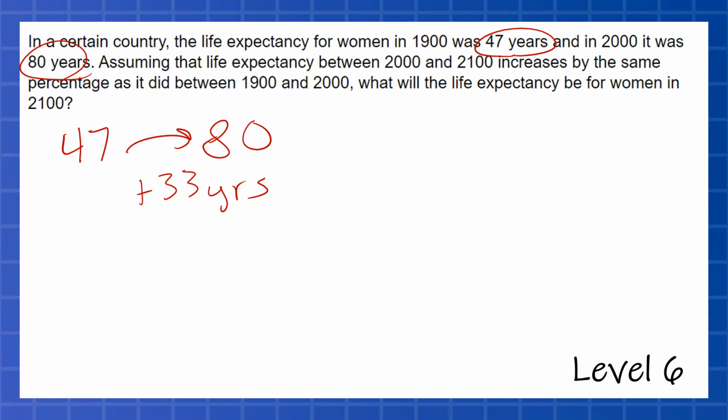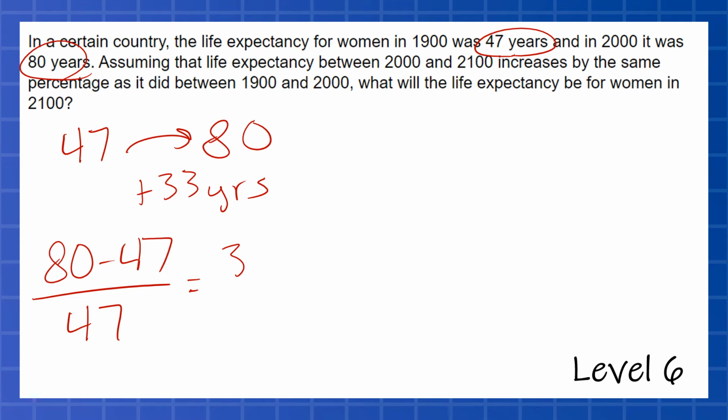Well, our percent increase that happened, what we need to do is we need to take our new minus our old, 80 minus 47, and divide by our old, or our original amount. And if we do that, we end up with the 33, the amount it went up, divided by 47. Okay, so I'm going to use my calculator here. That's going to give me my percent increase. If I use my calculator, I get 33 divided by 47. And so that's 0.70 or 70%.